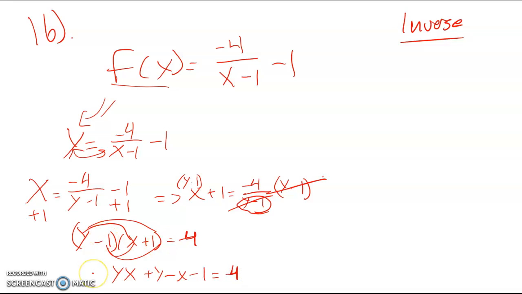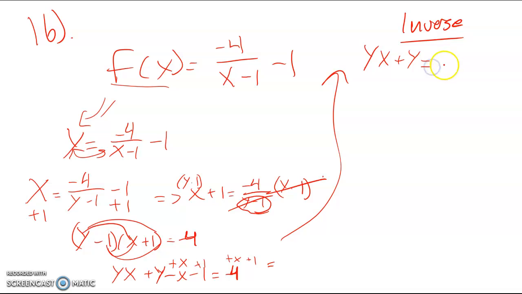Once I multiply this out, find all of the non-y terms, any term that doesn't have a y next to it, and get it over to the other side. This x doesn't, so I'm going to do plus x on both sides. This 1 doesn't, so I'm going to do plus 1 on both sides. That leaves me with yx plus y equals x. Negative 4 plus 1 is negative 3. Once I get all the y's by themselves on this side, I'm going to factor out a y, and I'm left with y times x plus 1 equals x minus 3.